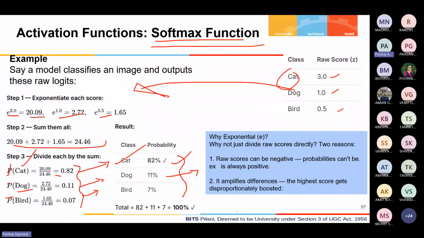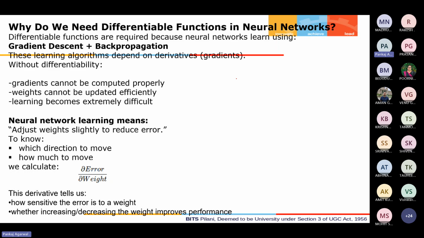So in a way, raw scores can be negative, probabilities can't. And it amplifies the differences. The high score gets the differential boosted, right? So it's not that the softmax function is limited in this fashion only. There are a lot of other ways in which this softmax function is being used. I just wanted to give a little bit of thought process. I wanted to explain this thought process also.